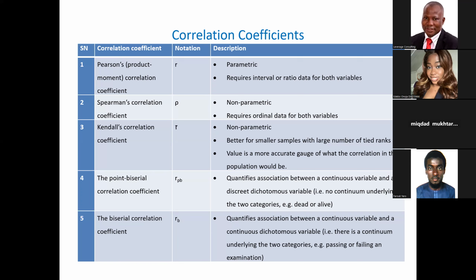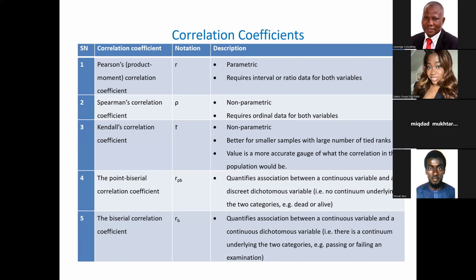Kendall's is also like Spearman, but it's better for smaller sample sizes with a large number of tie ranks. What do I mean by tie rank? Imagine you rank a scale like strongly agree, agree, neutral, disagree, strongly disagree, and most of the time many of them agree. In that situation, we have too many tie ranks, so Kendall's is better than Spearman.